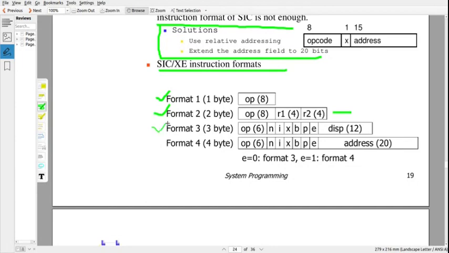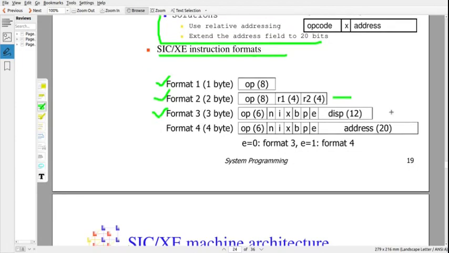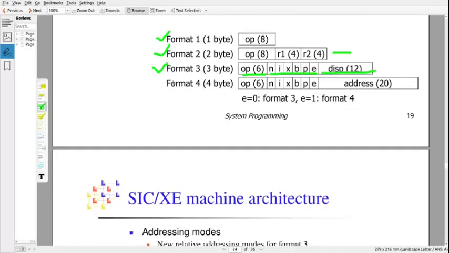In format 3, you can see that it is a 3 byte, 24 bit instruction. 6 bits are used for the opcode, then 6 flag bits are there. These flag bits have certain meanings. While discussing addressing modes, we will look into what these flag bits are. Then the remaining 12 bits are displacement bits. This is the format 3 instruction in SIC/XE.